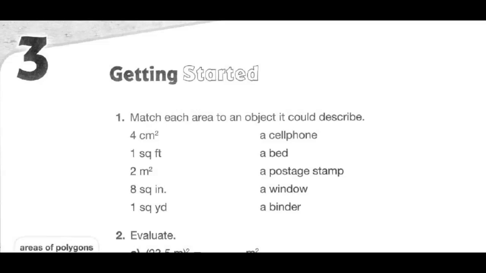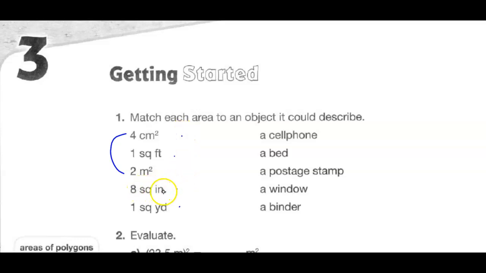So the first one is just sort of a bit of estimating. It says match each area to an object it could describe. So you want to take a look at, first of all, the units. These are metric, and these are imperial. Okay, and then what's the smallest unit? Well, a centimeter is smaller than a meter, and so centimeter squared will be smaller than meter squared, particularly with the numbers there. So that's smallest.